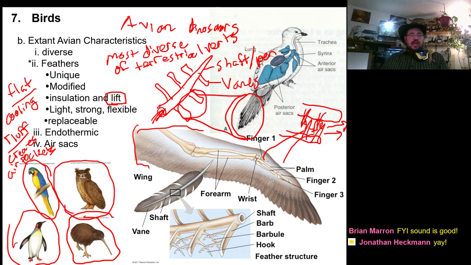So, they are unique to the dinosaurs. They are actually a modified scale. So feathers are a modified scale. If you look at the genes that control feather development, what you'll see during feather development is the development of a scale. And then the scale will start to branch out.